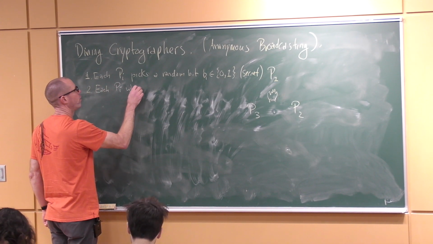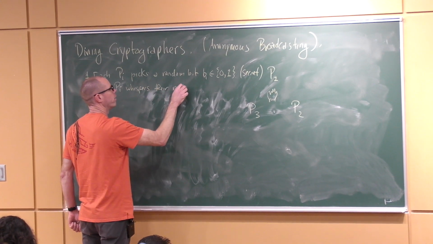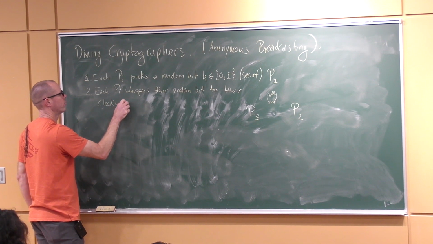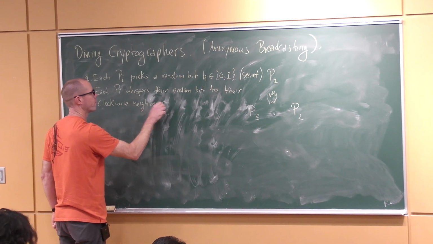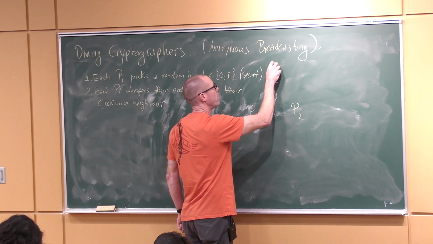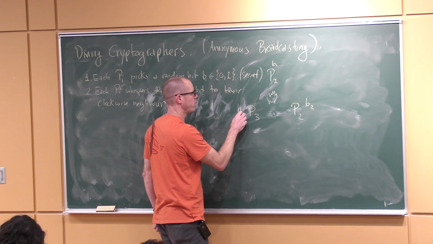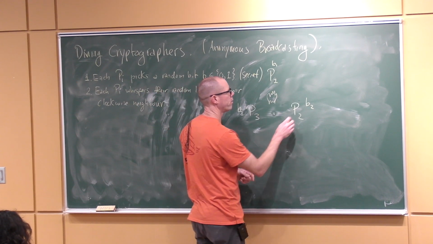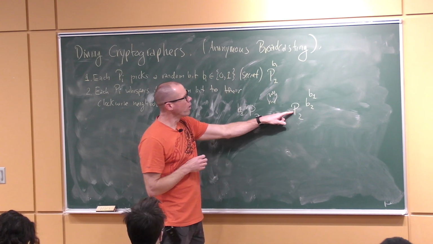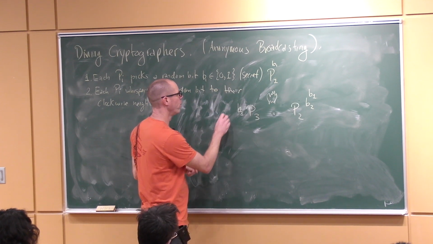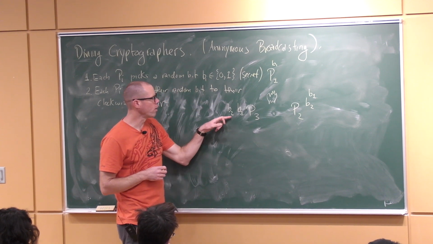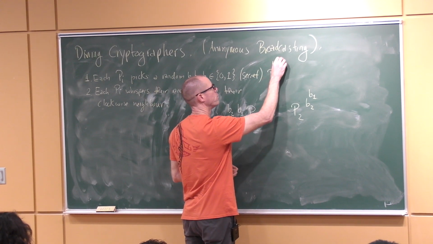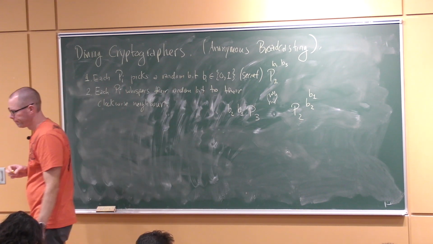Each Pi whispers their random bit to their clockwise neighbor. Okay, so P1 picks a bit B1, P2 picks a bit B2, P3 picks a bit B3, and now P1 whispers to P2, hey, my bit was B1. So what does P2 know at this point? He knows B1 and B2. What does P3 know? Well, P2 whispered his bit to P3, so P3 knows B2 and B3. And P3 whispered his bit to P1, so this one knows B1 and B3. Okay. So far, so good.